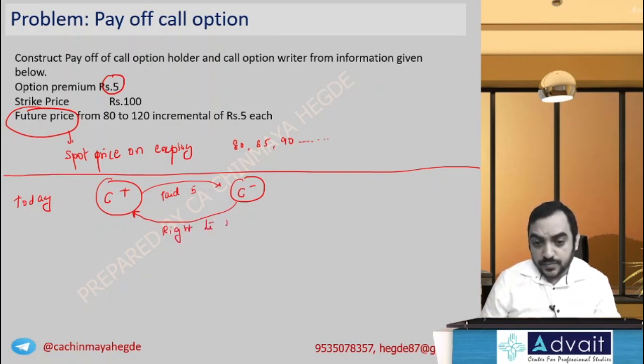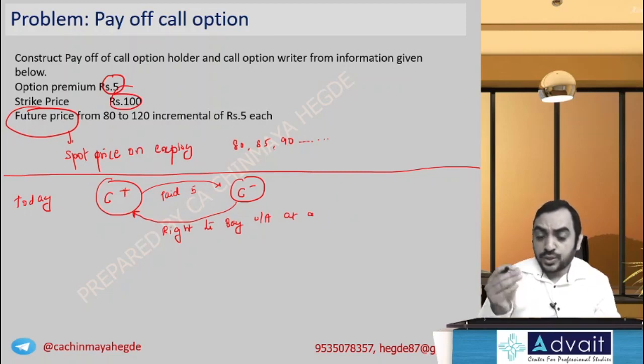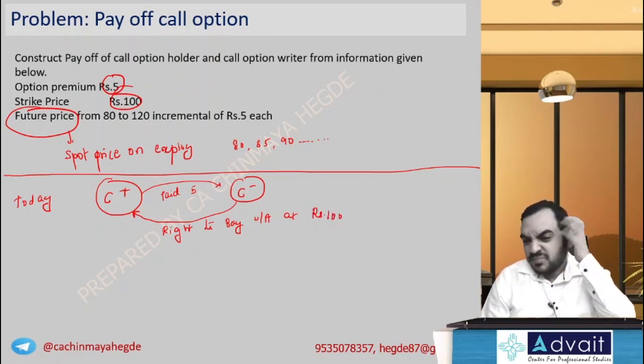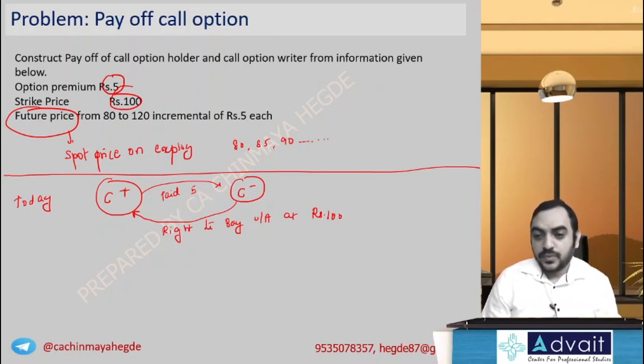He got the right to buy the underlying asset at a specific price, at a strike price. At what price now? The strike price is 100. He got the right to buy the underlying asset at rupees 100. Hope you got that. He got the right. He can decide. This is today. Now on expiry date, they have not given when it is. Let's say later, on expiry date.